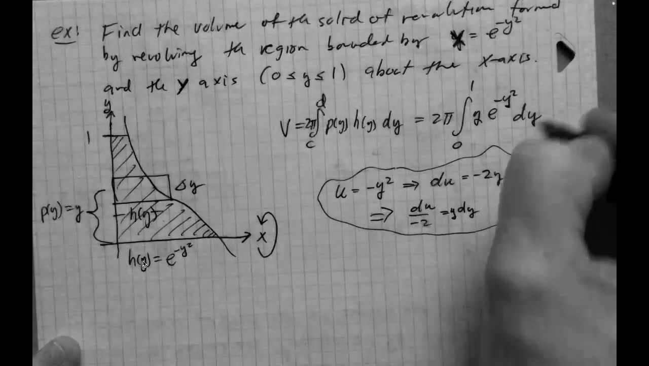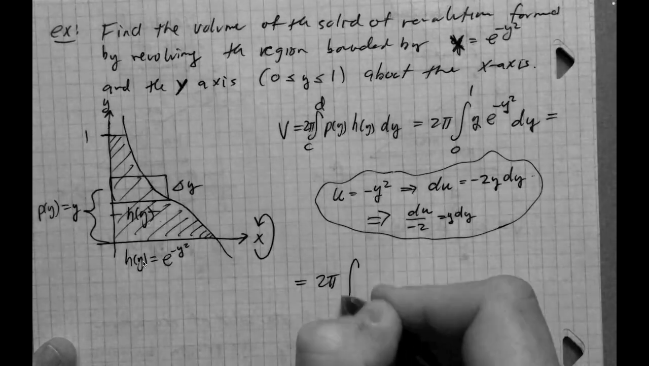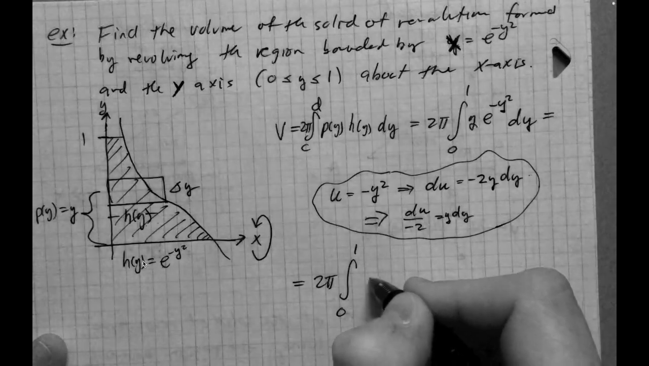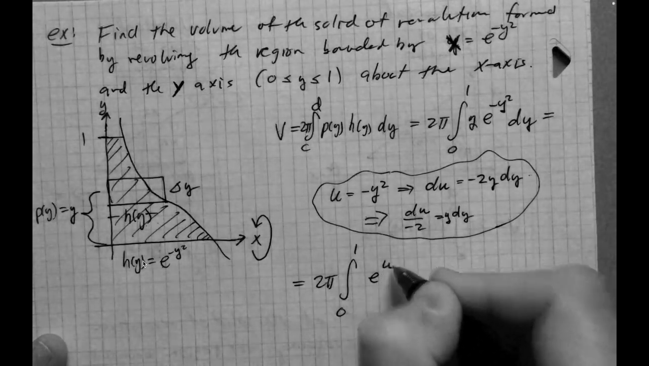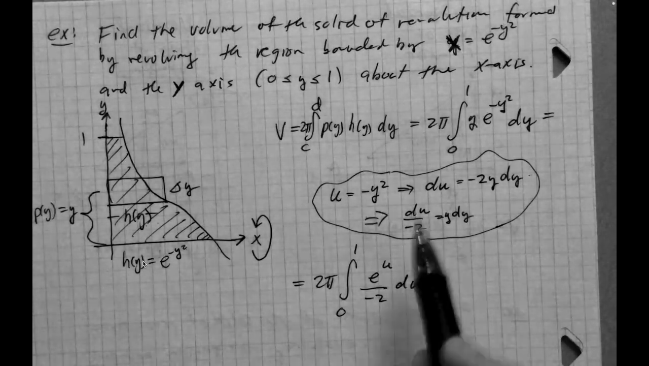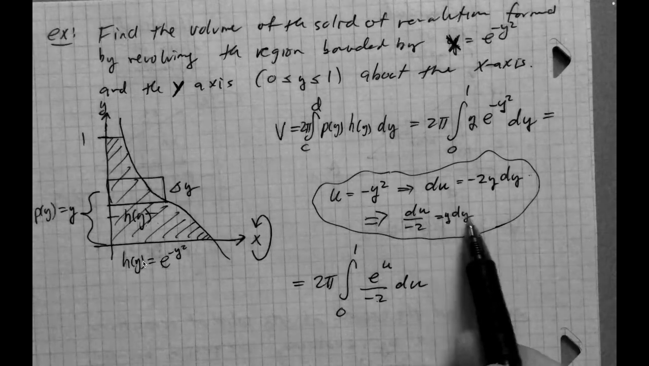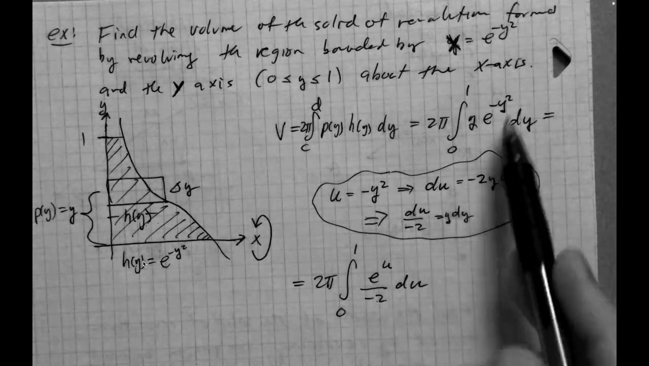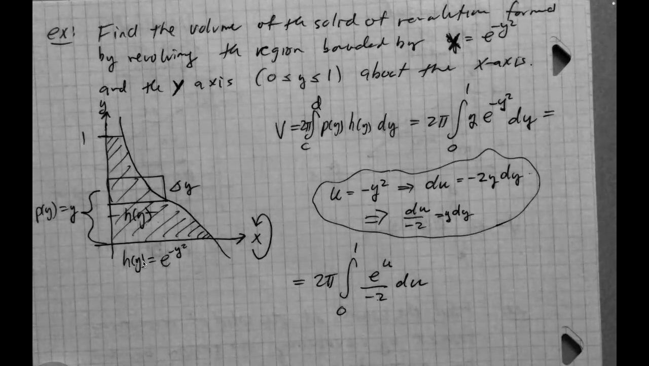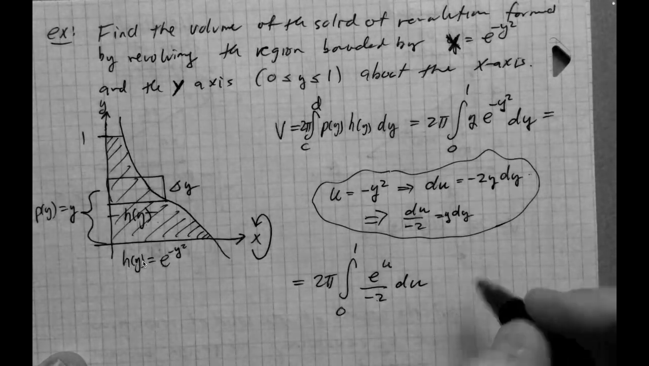Depending on how you're calculating this integral, you may need to work out the change of variables. And when you do that, you get 2 pi times the integral from 0 to 1 of e to the u over negative 2 du. Okay, so the du over negative 2, that's this part. Substitute that in for y dy. And then the negative y squared becomes just u. Okay, so you got that. All right, so the negative 2 and the pi cancel. Well, we'll just leave it in there for now.